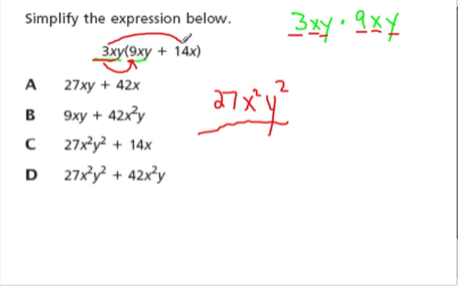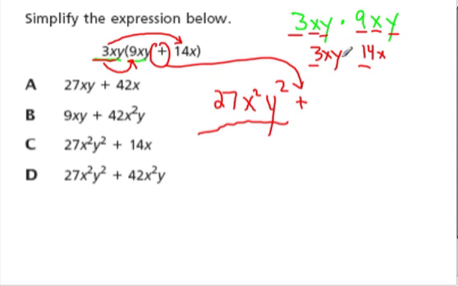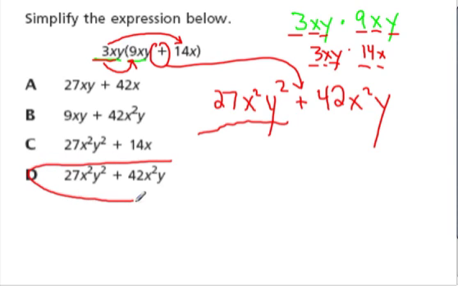And next we do the same thing, but we're just multiplying by 14x. So 3xy times 14x. Again, 3 times 14 is going to come first, and that's 42. So we're adding here, of course. So 3 times 14, 42. X times x, x squared. Y has nothing to match with, so it's still just y. And here I think the answer is right here. Oh, here it is. 27x squared y squared plus 42x squared y.